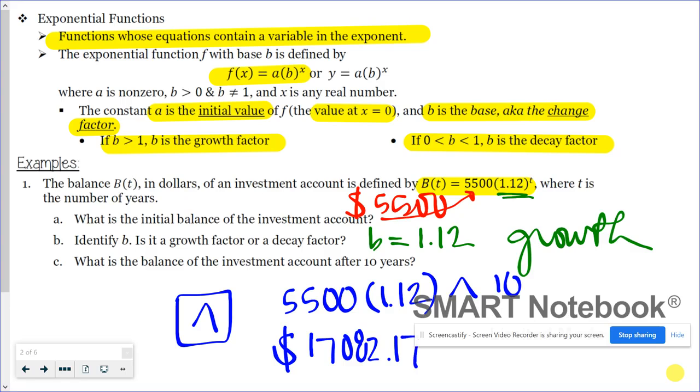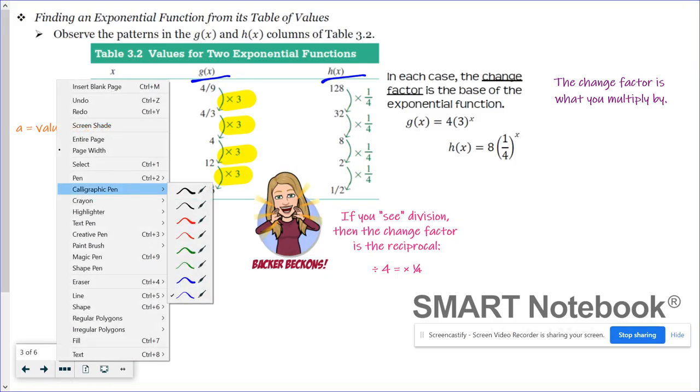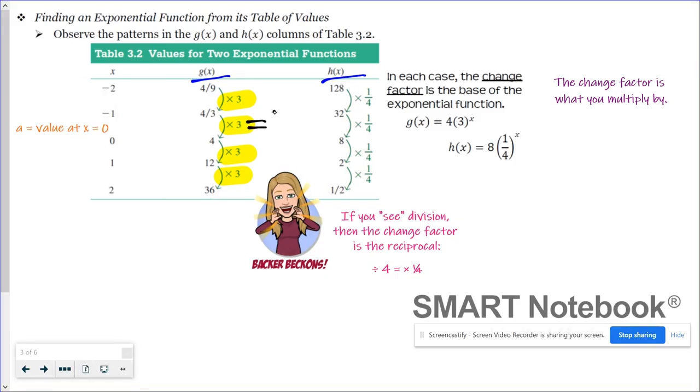Okay, so far we have analyzed an exponential function. So let's write some exponential functions. Here in this table, we are given two exponential functions. We have g of x and we have h of x. Looking at g of x, the pattern that we see is multiplication by 3. They're multiplying by 3 consistently to obtain the next value of the function. So that would be your change factor, or the value of b in your exponential function.